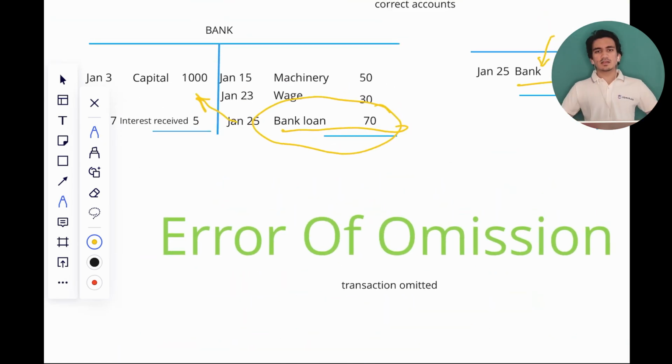Error of omission. This type of error needs no example. It just means that you forgot the whole transaction. That means you made no entry, no debit entry or credit entry. That's why they just cancel out each other because you forgot the whole entry, but it still leads to a balance being incorrect.